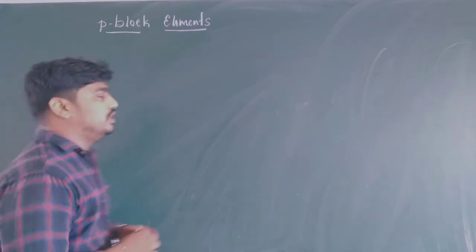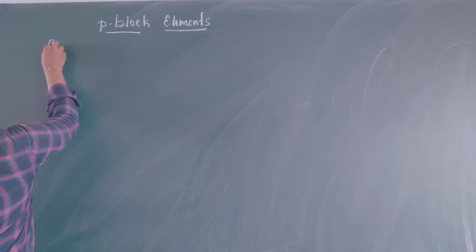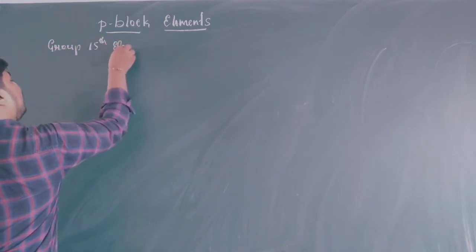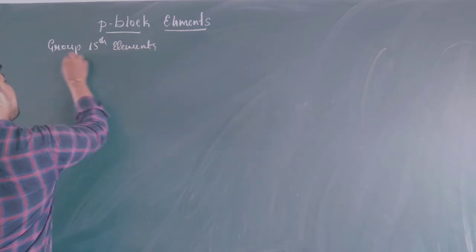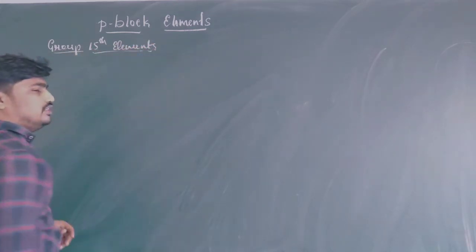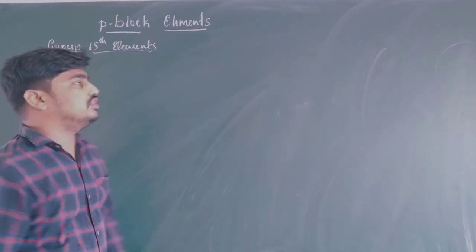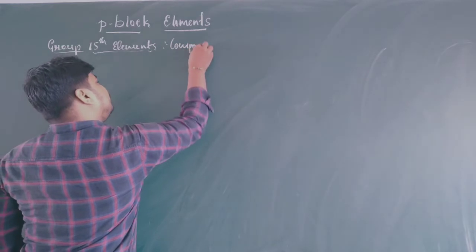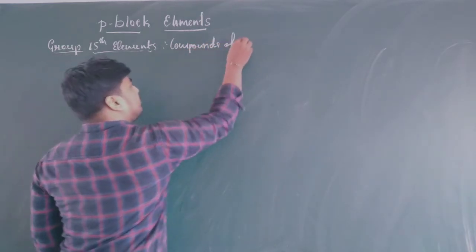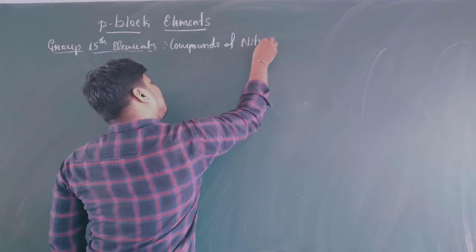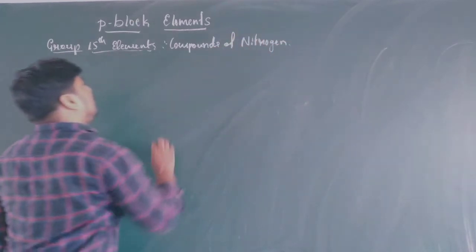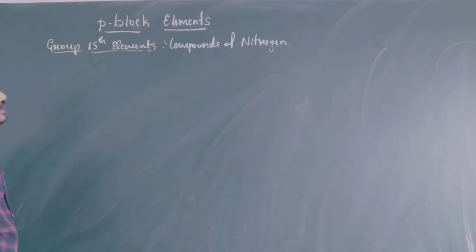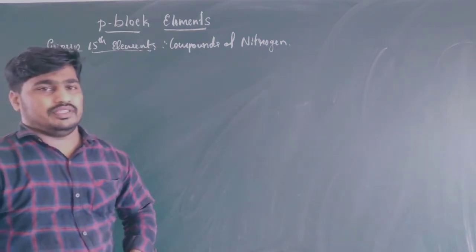So, it is a part of group 15 elements. Here the nitric acid is a compound of nitrogen. We discussed the compounds of nitrogen, or dinitrogen. Let me discuss the properties of nitric acid.